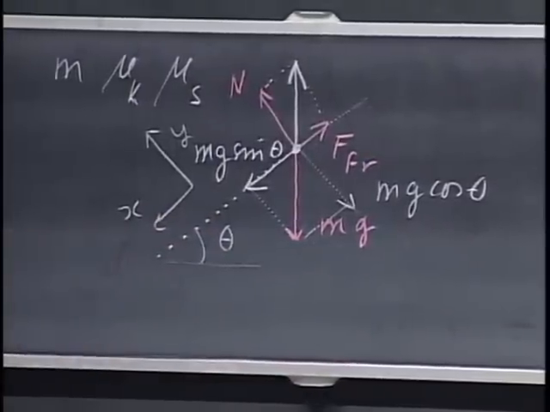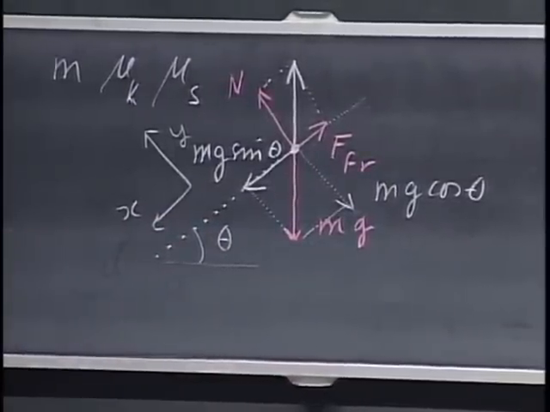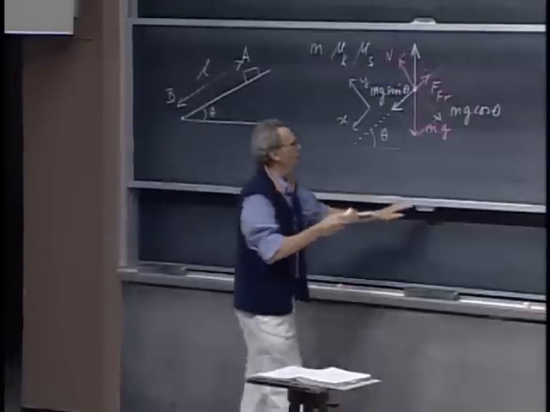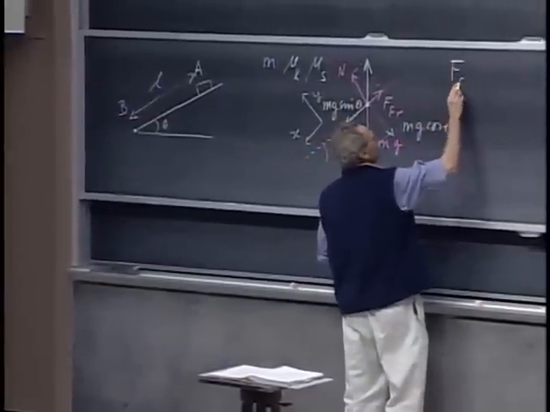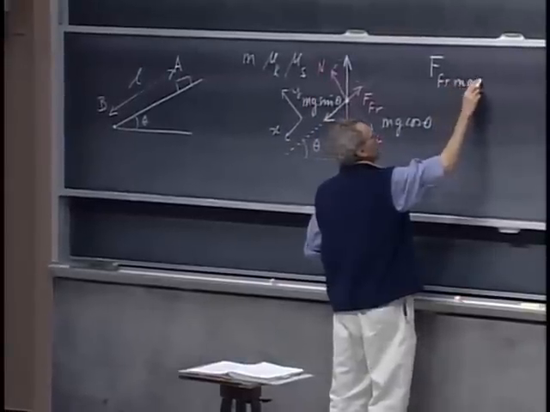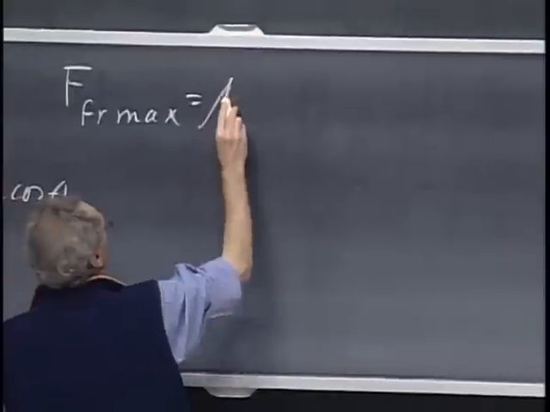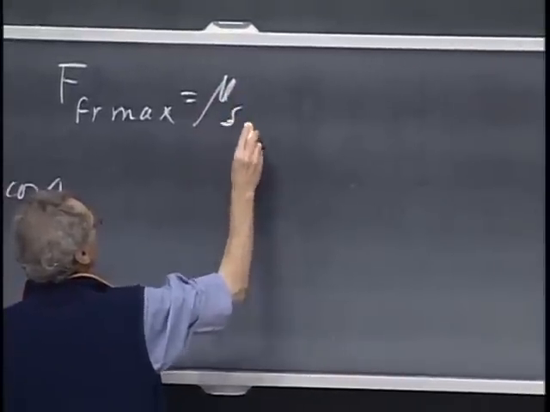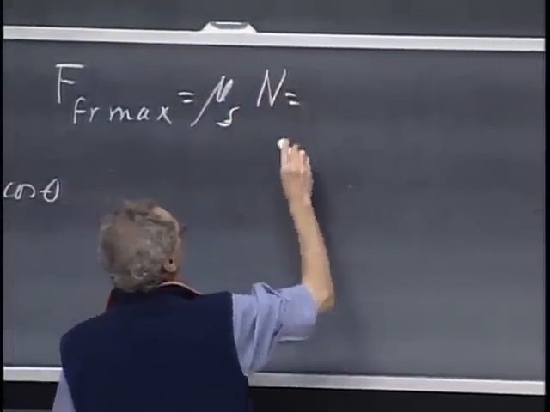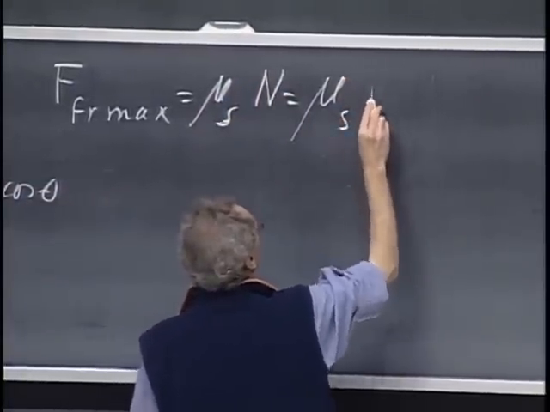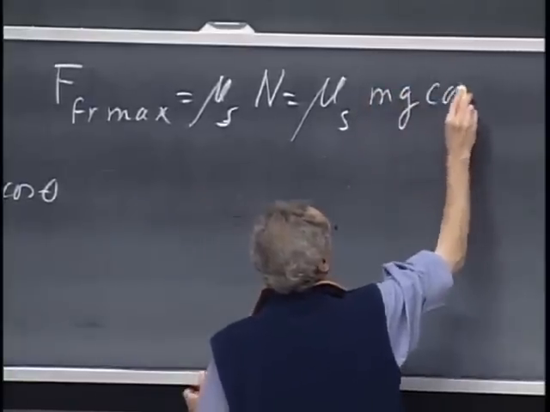I lifted up the incline to the point that it is just about to start sliding, and so that means that the frictional force is the maximum value possible, which is the static friction coefficient times N, and therefore that is mu s times mg times the cosine of theta.